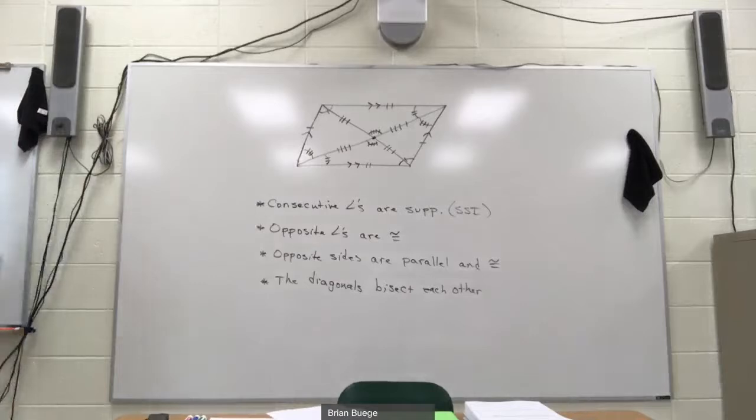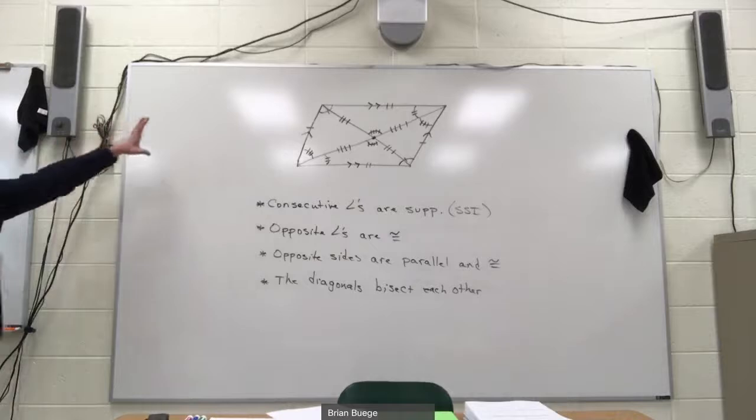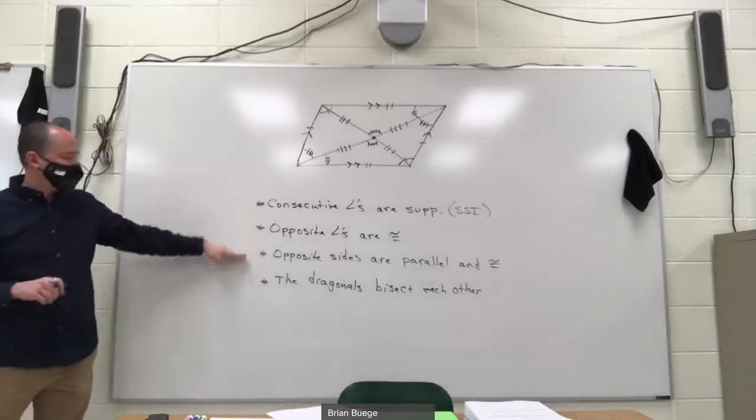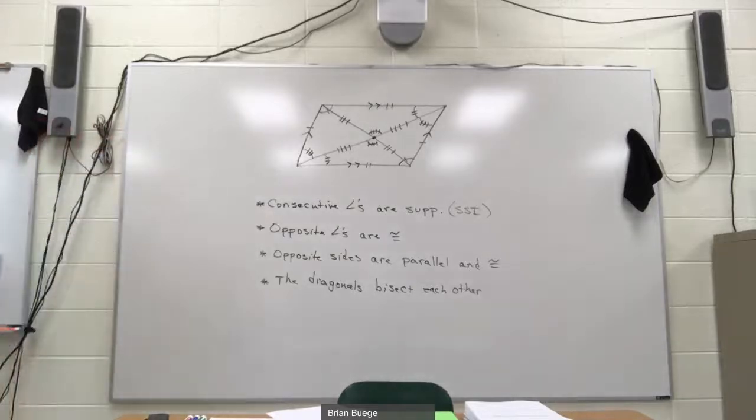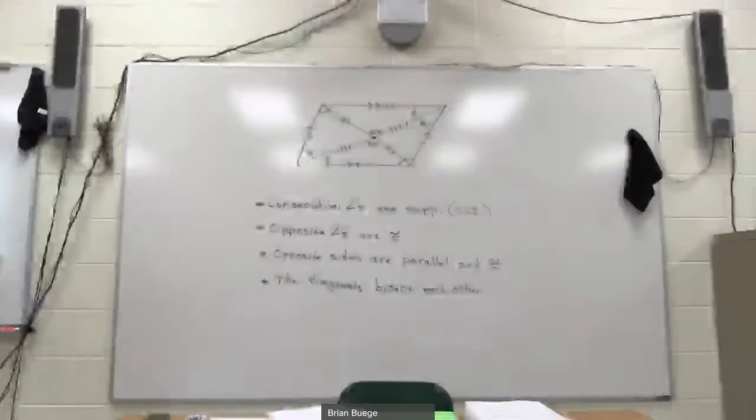Now what I want you to do, if you haven't done it already, take those four properties and put them on your toolkit. Okay? Don't put all the markings in on the picture, but take these properties and put those on the toolkit if you have not done so already. I'll give you a second to do that.